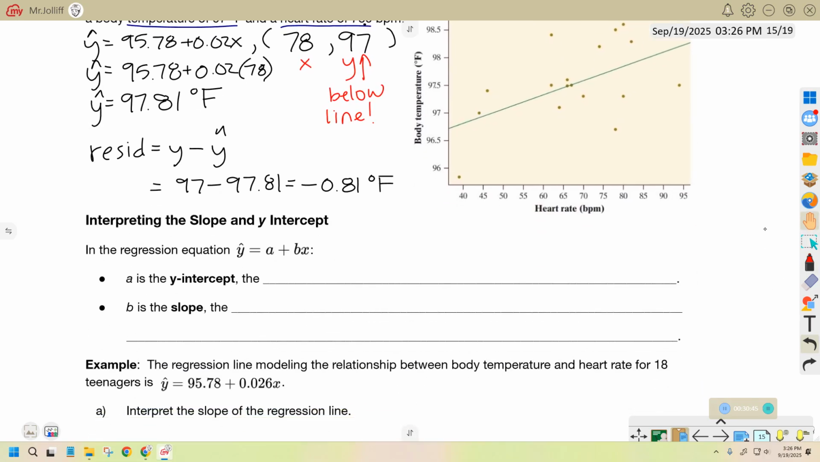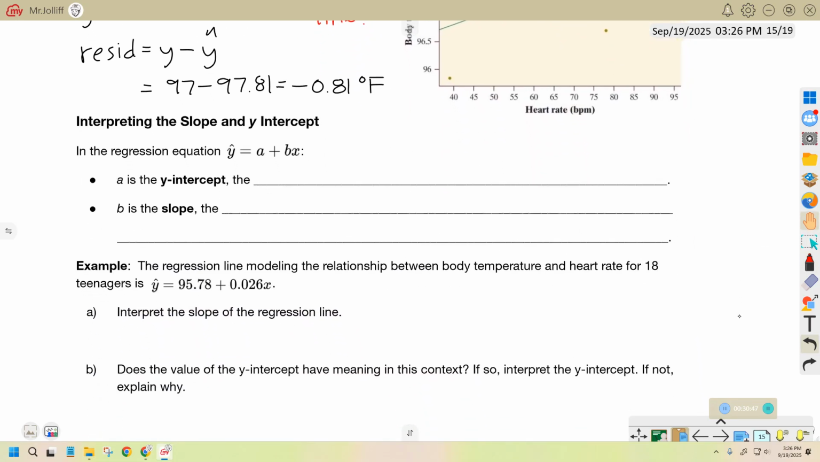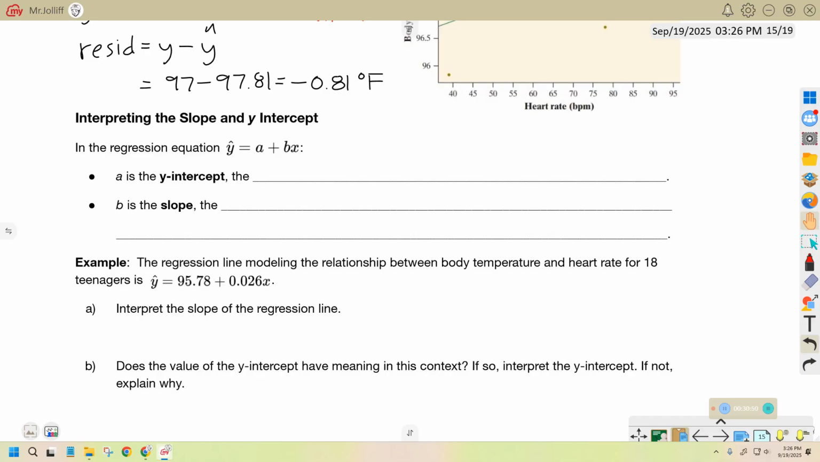So we'll start with interpreting slope and y-intercept. This is stuff you probably already know how to do. We're just taking it now and putting it in the content area of stats. Wow, words are hard. Oh, my poor little brain. No pity on your faces at all.